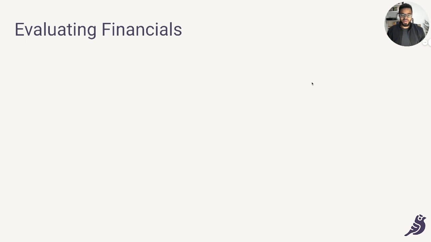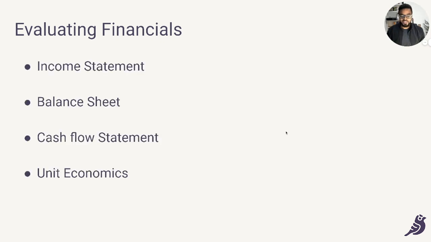After evaluating macroeconomic conditions, the industry, the product, and the team, next we spend some time understanding a company's numbers. Specifically, we try to understand what the numbers say about the company and its performance so far. Here, we're typically looking at the following: the income statement, the balance sheet, the cash flow statement, and the company's unit economics.